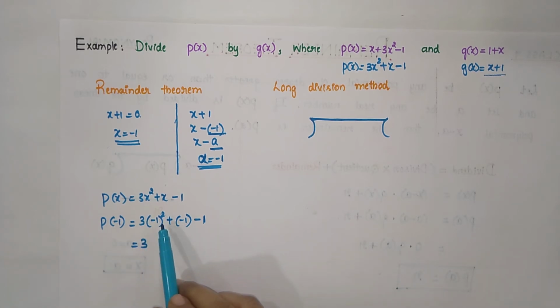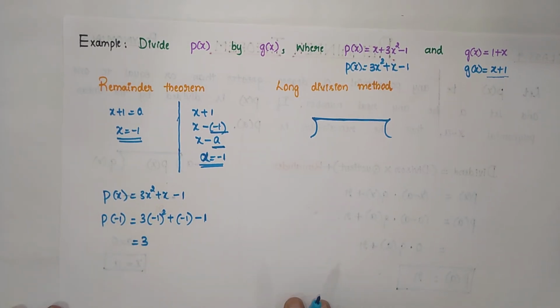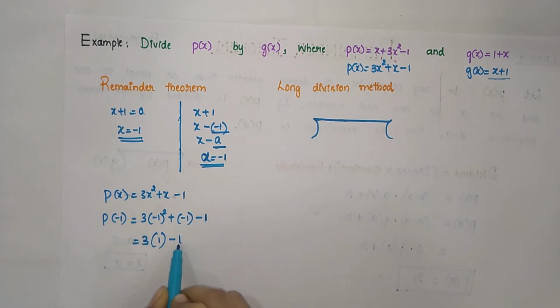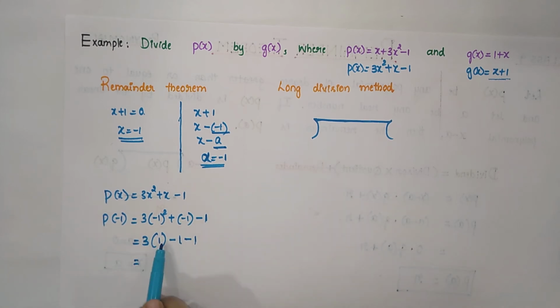Minus 1 square is nothing but minus 1 multiplied 2 times. Minus 1 into minus 1 is plus 1. So it is plus 1 minus 1, plus into minus 1 is minus 1 and minus 1. So 3 into 1 is 3, minus 1 is minus 2. So 3 minus 2 is equal to 1.